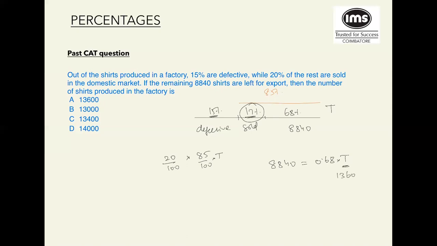The value is from the options, right? It's either 13,600, 13,000, 13,400, or 14,000. I can just easily calculate from the last digit, just 8 and 6. The last non-zero digit should be 4. This multiplied with 6 gives me 8, so this is not the answer. This multiplied with 8 gives me 4, so this is the answer actually. This multiplied with 4 gives me 2, and this also gives me 2. So the answer is 13,000. Even if you want to calculate, you can try 13,000 into 0.68. That will actually give you 8840.